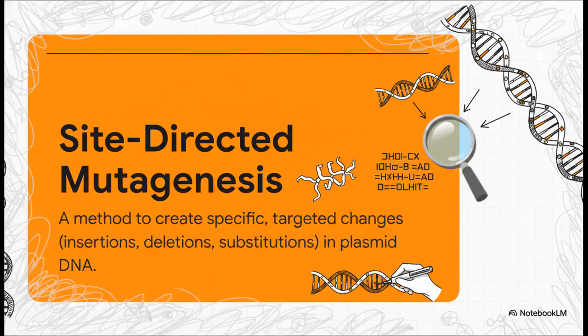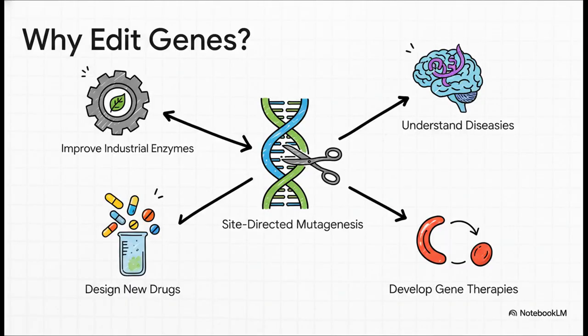Okay, so the fancy scientific term for this whole process is site-directed mutagenesis, or SDM for short. And it's exactly what it sounds like, a method for creating specific, targeted changes in DNA. It's an incredibly powerful tool that lets scientists basically rewrite a gene's sequence on purpose. Why? Well, by changing the DNA instructions, they can see exactly how that change affects the final protein that gets built from those instructions.